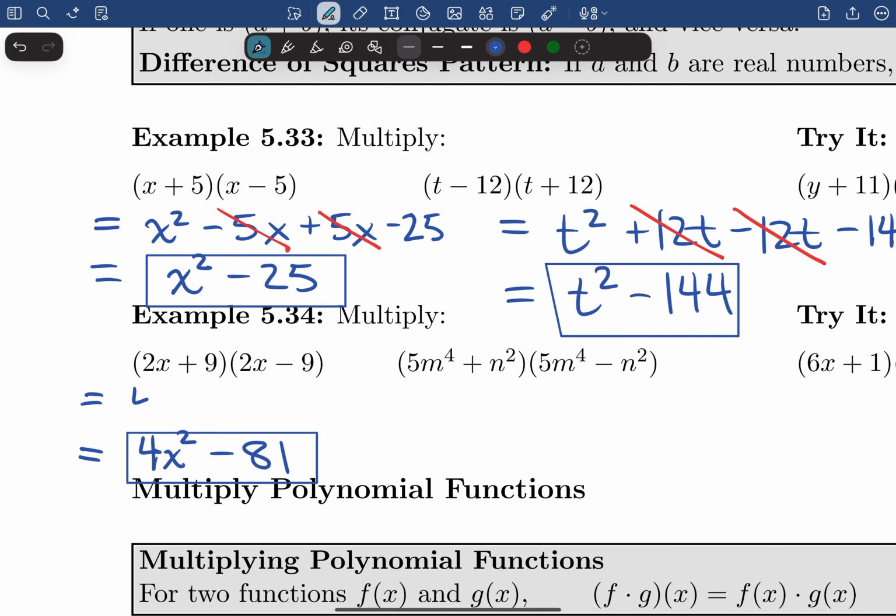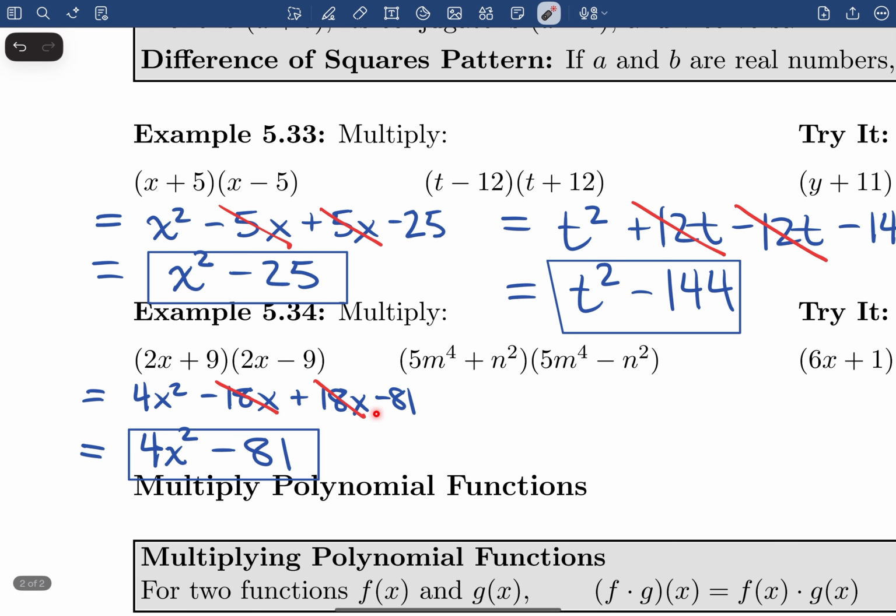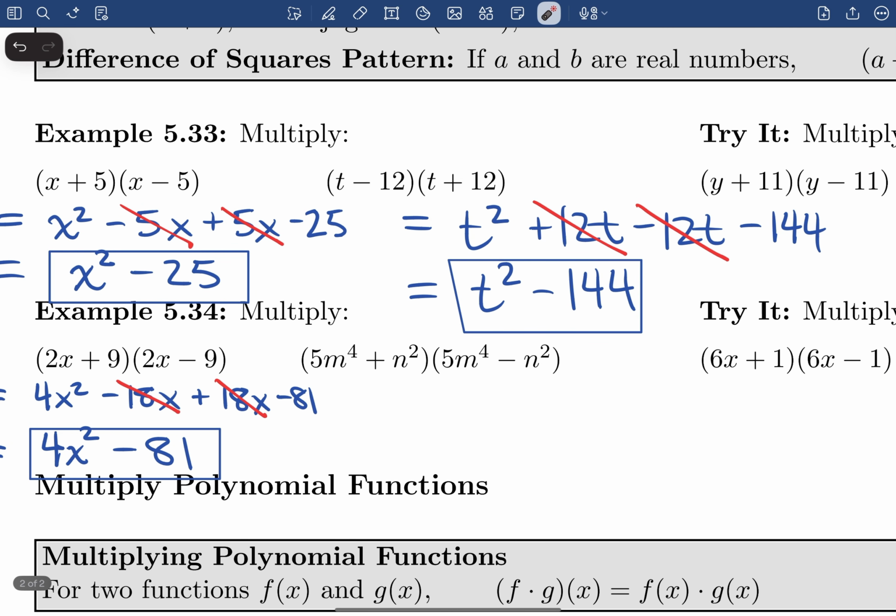2x times 2x is 4x squared. 2x times negative 9 is negative 18x. 9 times 2x is positive 18x. And then 9 times negative 9 is negative 81. We see, once again, the outer and inner terms are opposite signs of the same value, and we're left with the 4x squared and the negative 81. What if we increase some of the complexity to have a power?